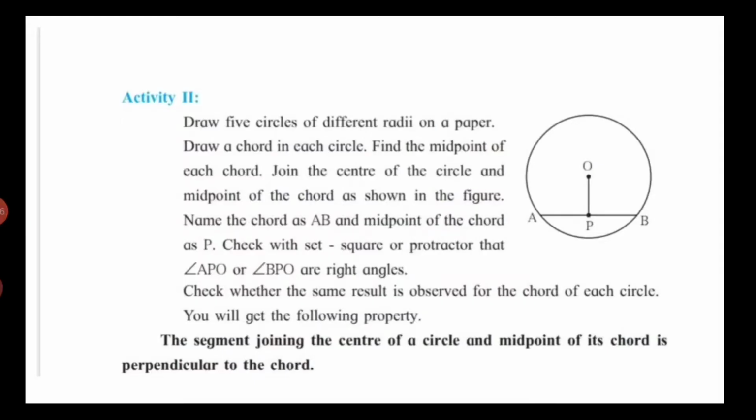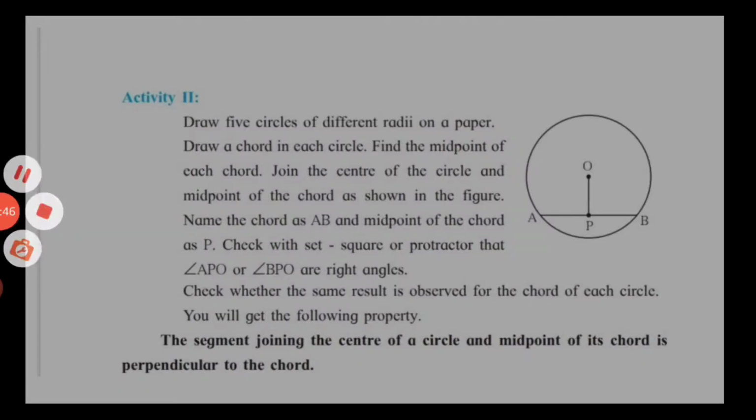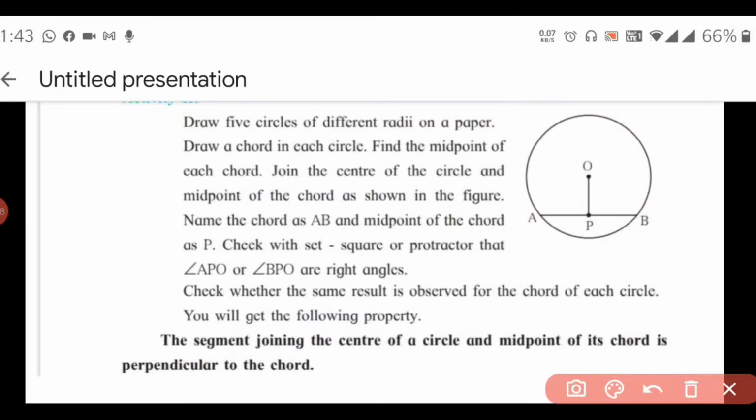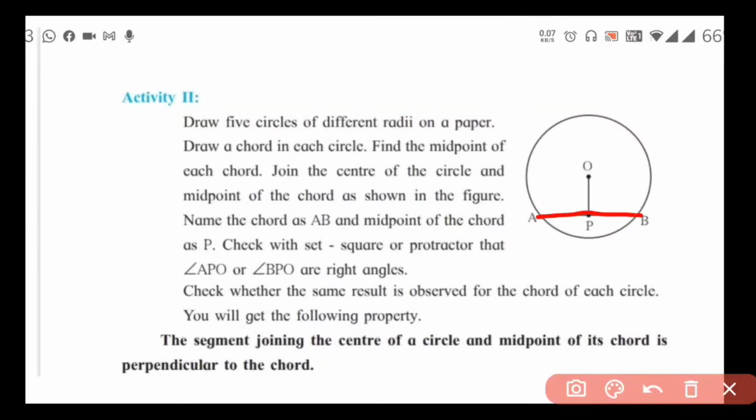Second property: draw 5 circles of different radii on the paper and draw a chord in each circle. Here in this particular circle with center O, we can see that chord AB is drawn, and we have to find the midpoint of this chord AB. If AB is 12 centimeters, the midpoint will come at 6 centimeters of distance. So we find the midpoint of chord AB using our ruler, and then we join this midpoint with the center of the circle.